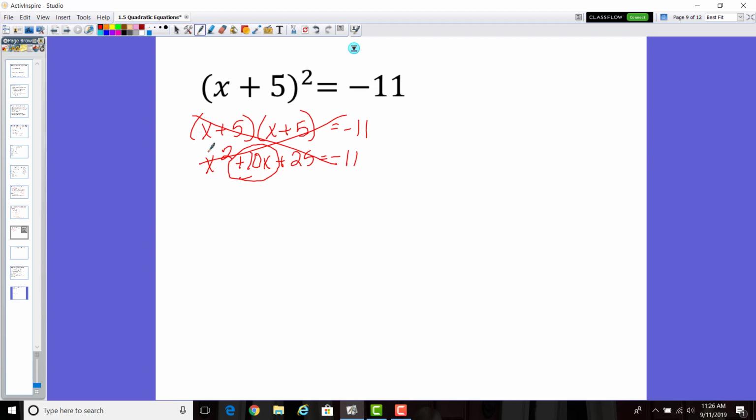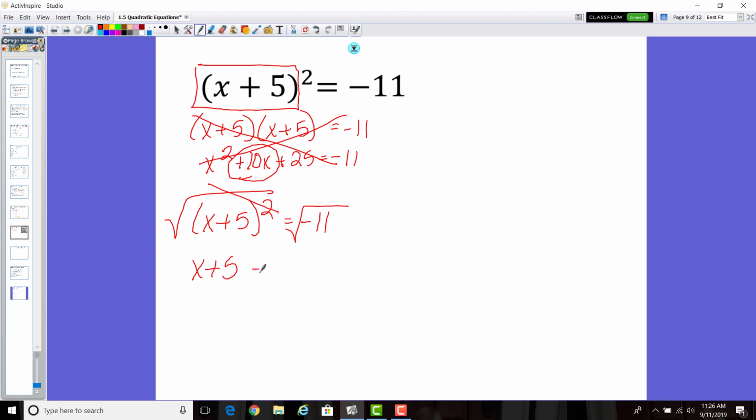The rule says get x squared by itself. Well, doesn't this represent x? That is what's being squared. So I don't have to do anything to get x squared by itself. It's already there. So I can take the square root of that. The square root of x plus 5 squared. Remember, our square root cancels out a square, so I'm left with the expression x plus 5.